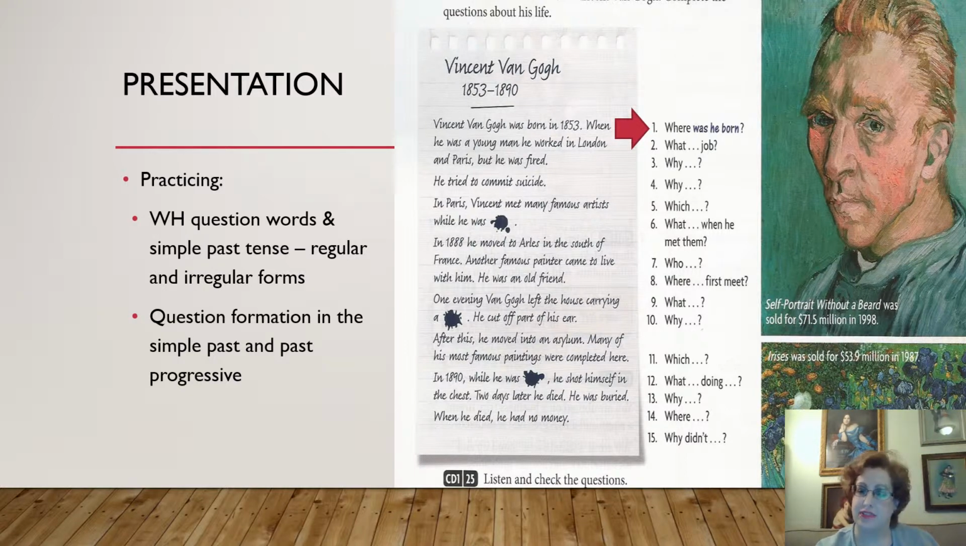For this activity, instruct students to study the pictures. We have here a self-portrait without a beard, and it was sold in 1998 for $71.5 million. Below that, we have Irises, one of Van Gogh's more famous paintings, sold in 1987 for $53.9 million. At this point, instruct the students to take out a piece of paper or notebook, pen, pencil, and number 1 to 15.